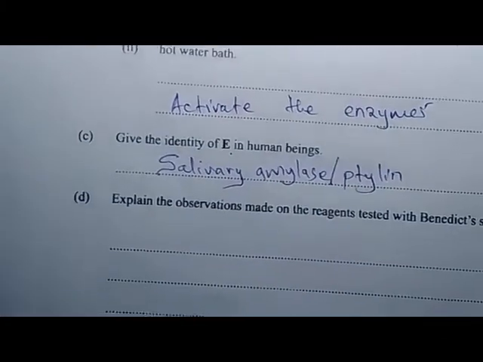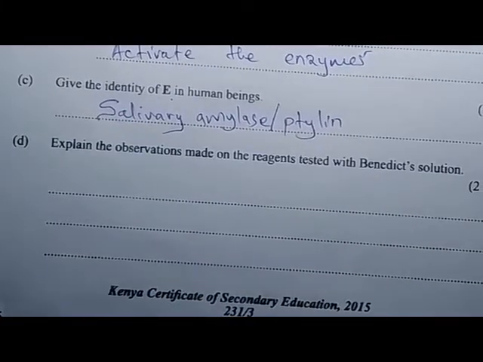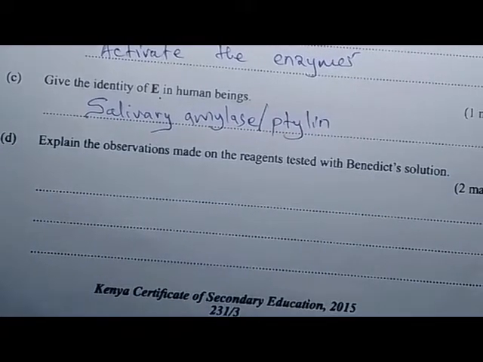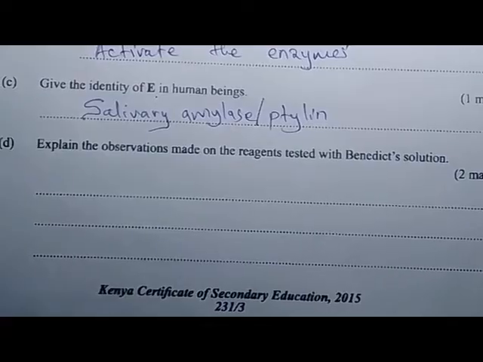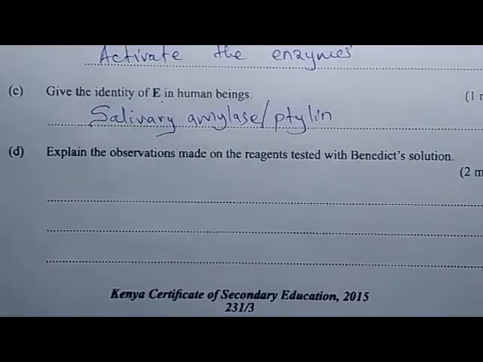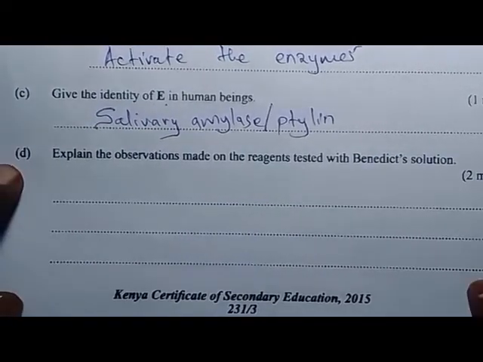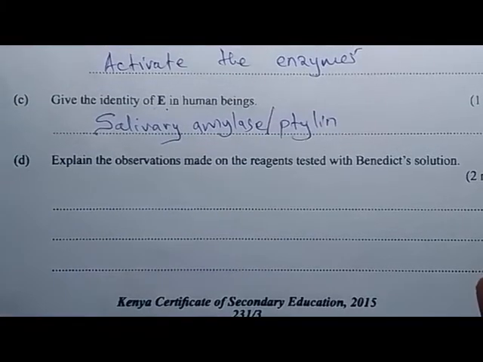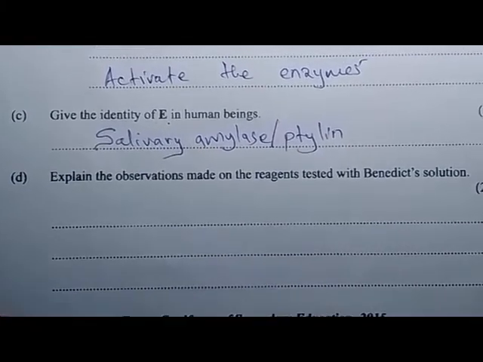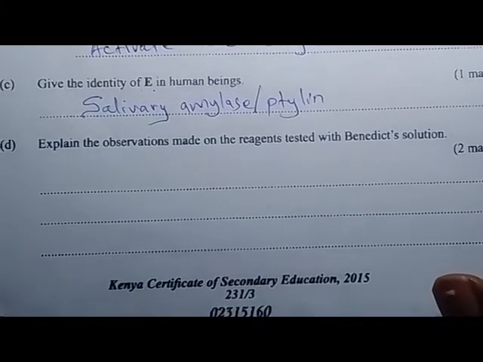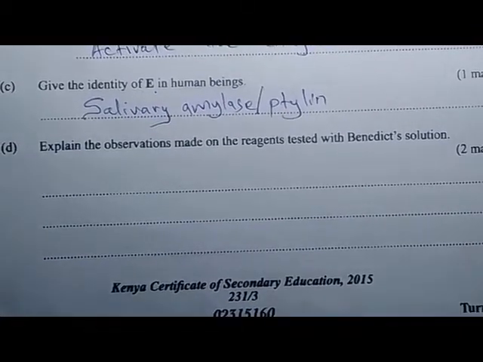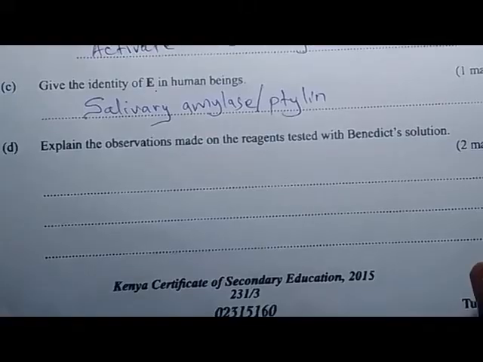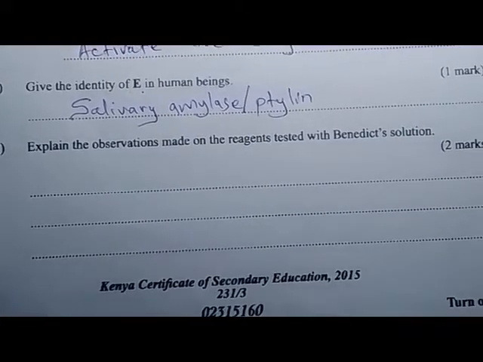Now, D. Explain the observation on the reagent tested with Benedict solution. Now, that is your own observation. You should record your own observation. The paper is over. That was what was needed by the student in 2015 to get all the marks. Thank you.